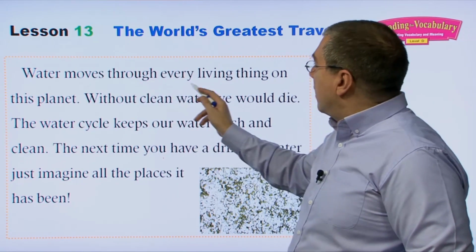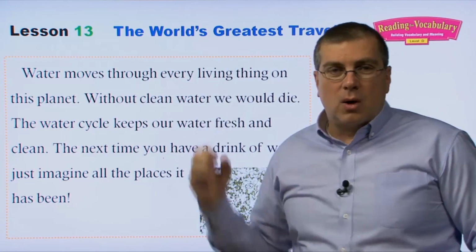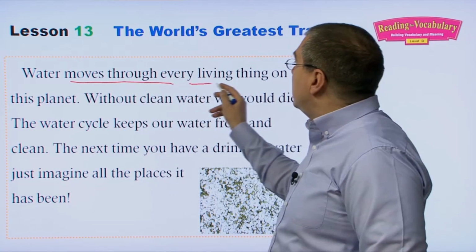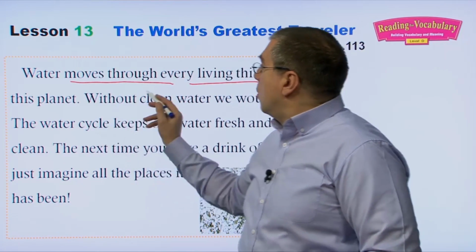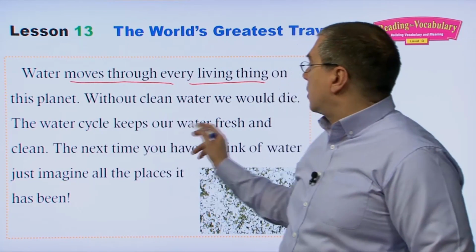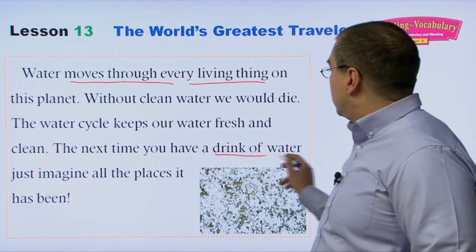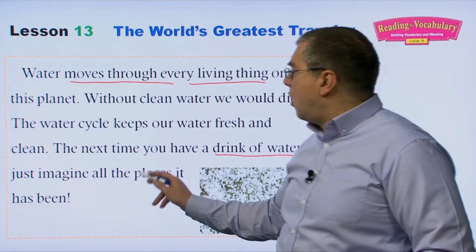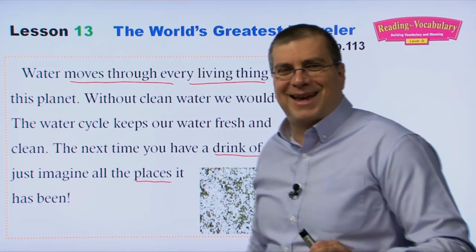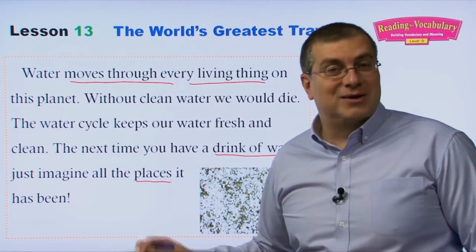Water moves through every living thing on this planet. This is another point too. Not all the water goes into the lakes and oceans, right? It moves through every living thing on this planet. Without clean water, we would die. The water cycle keeps our water fresh and clean. The next time you have a drink of water, just imagine all the places it has been. Ooh. Okay? Because water just doesn't go in this cycle without getting stopped some places.